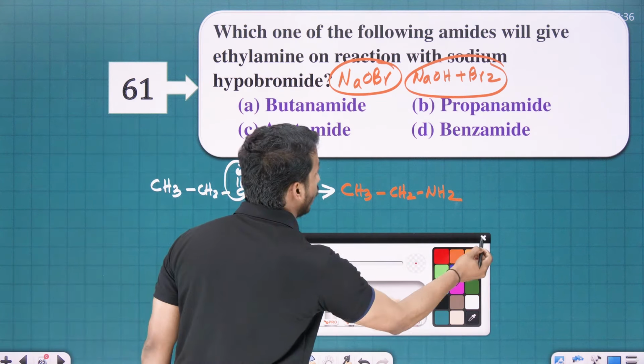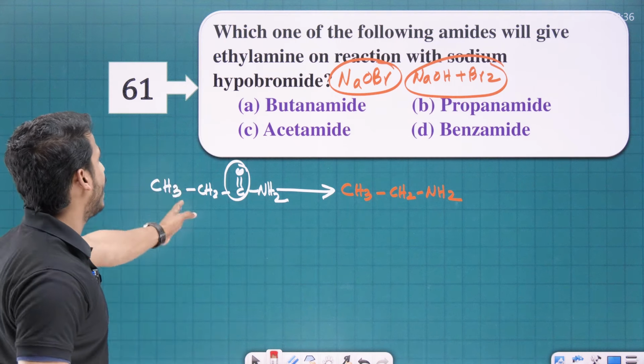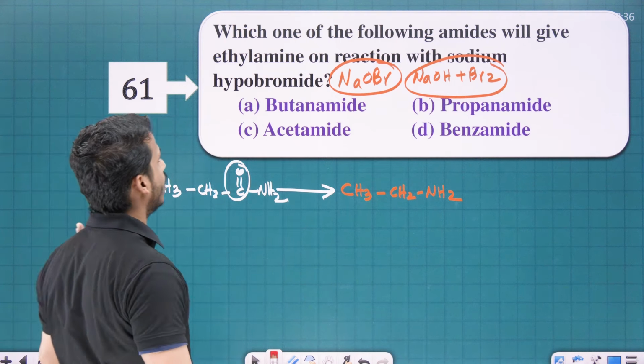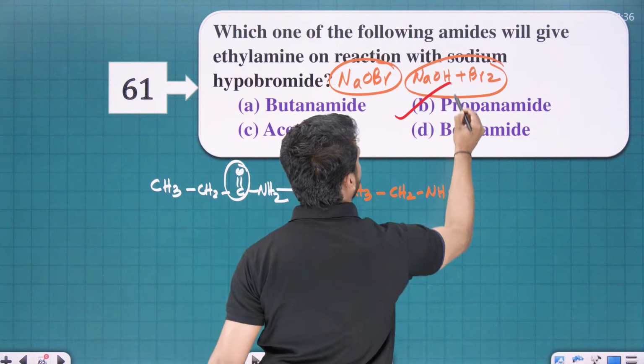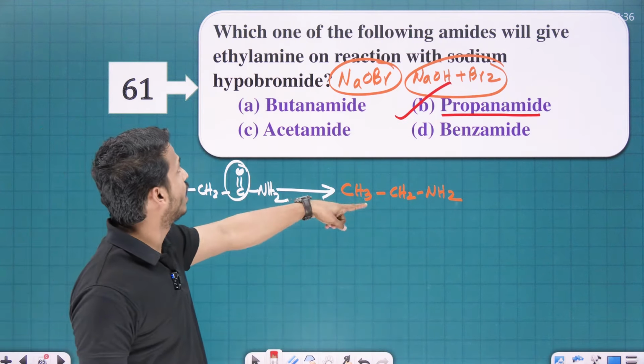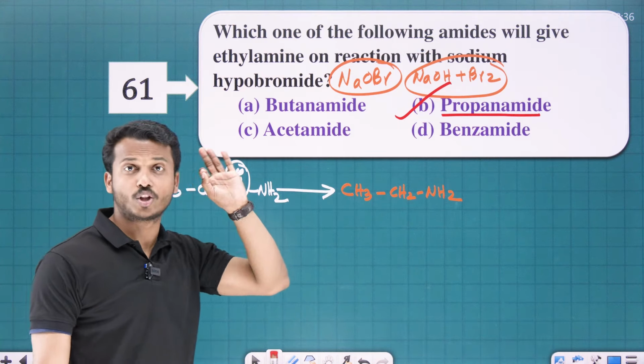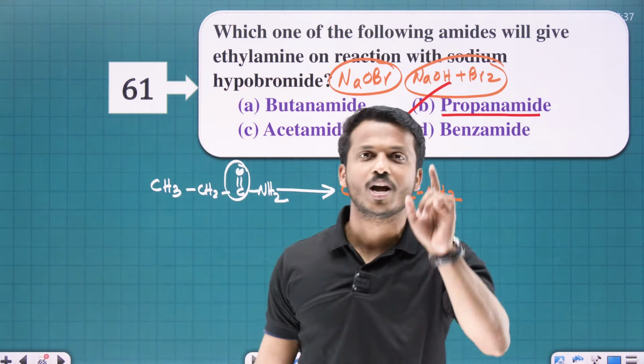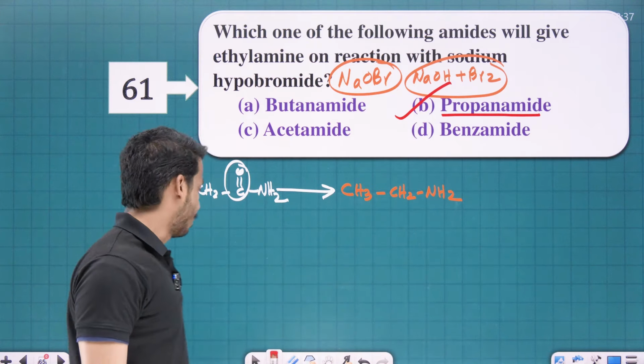So what is the product? Which one of the amides can be used to get ethylamine? We can use propanamide, option B. If you start with the propanamide, you get which one? Ethylamine or ethanamine. You know the speciality of Hofmann reaction: one carbon is always less in the product.